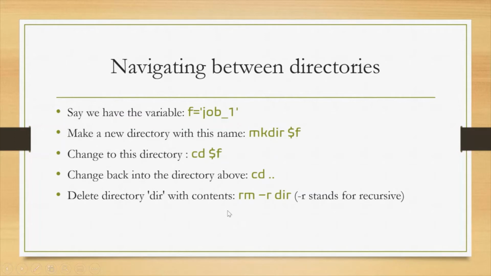To remove a directory, let's say called dir, this is the name of the directory, it's not a variable, and it has contents. So you use -r, which stands for recursive. So it recursively removes the directory along with all the files that are inside the directory. If the directory is empty, you can just use rmdir, which stands for remove directory.